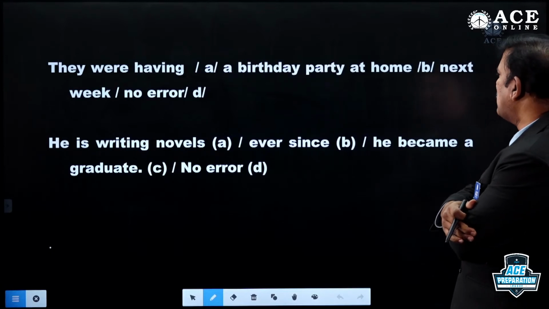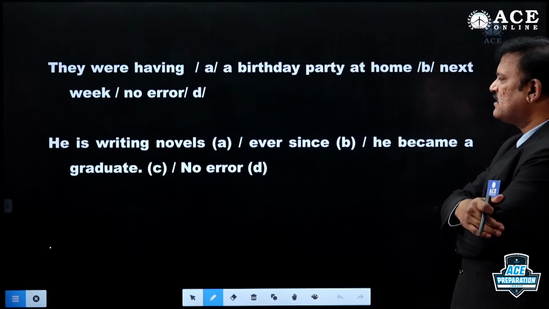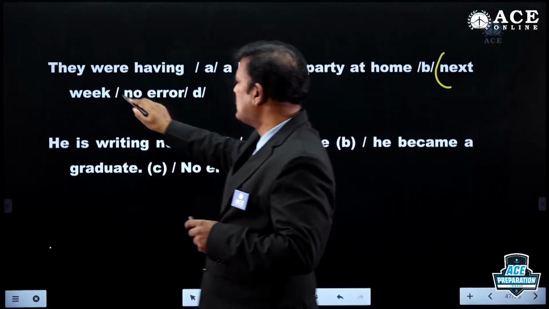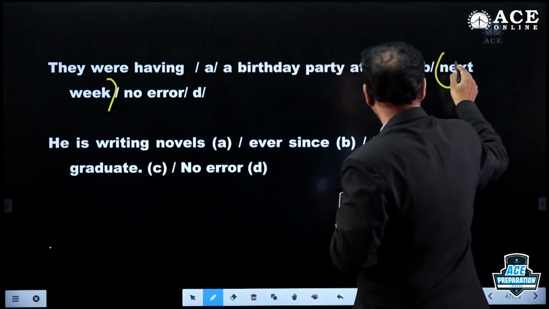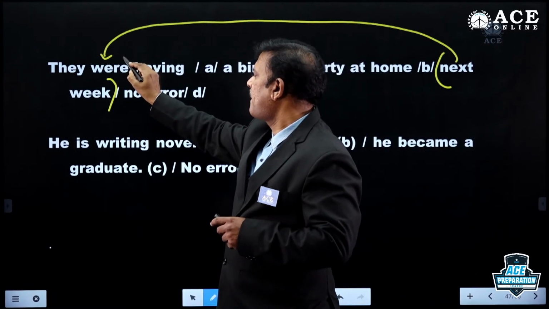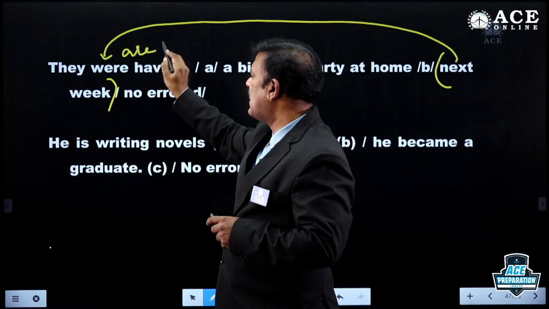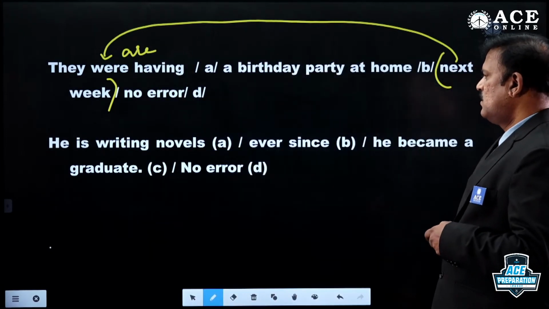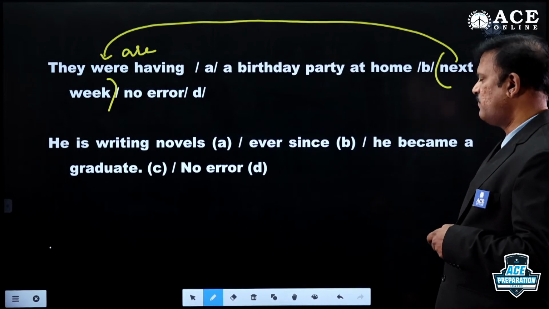They were having a birthday party at home next week. Where is the time indicator? Next week is the time indicator. And where is the verb? They are. It means fixed. Fixed verb. Okay.